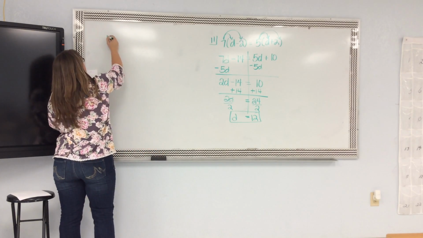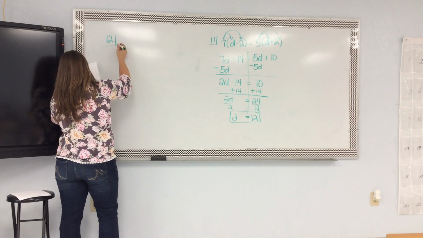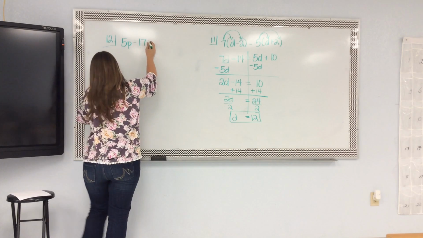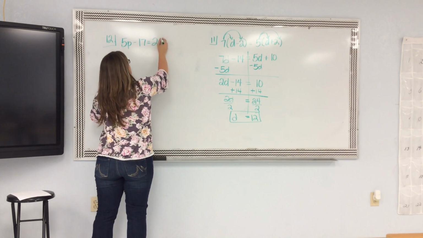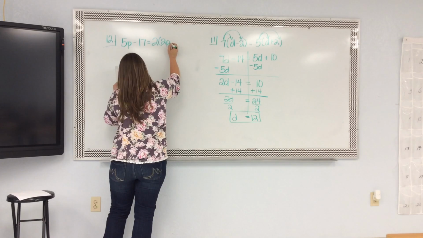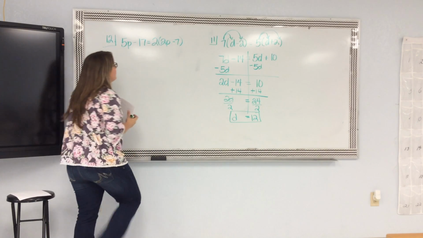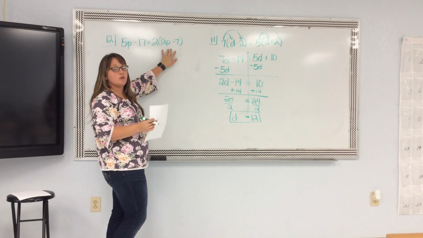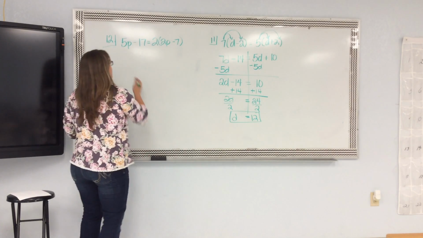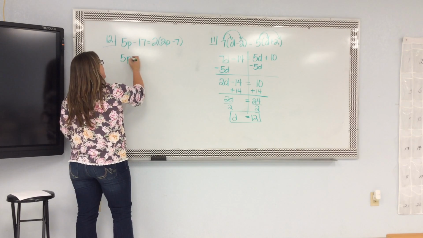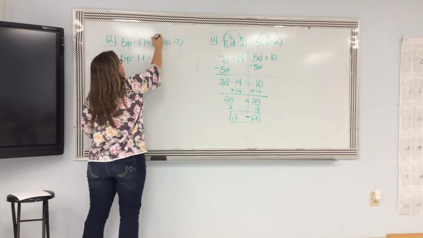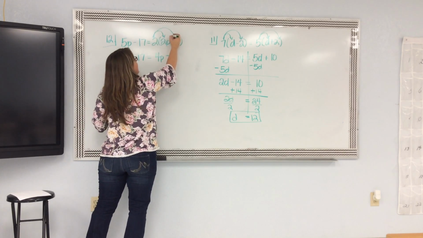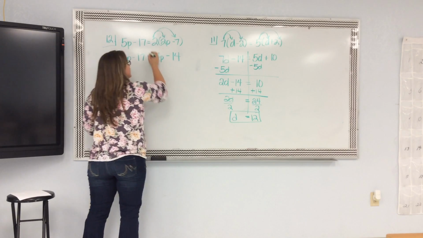Number 12 says 5P minus 17 equals 2 parentheses 2P minus 7. 5P minus 17, I don't have to do anything on that side to start, but I need to distribute this 2 out to make sure I get rid of those parentheses. So this side is going to remain 5P minus 17 equals 2 times 2P is 4P. Bring down my minus sign, and 2 times 7 is 14.